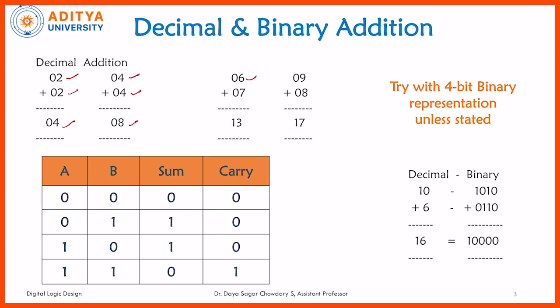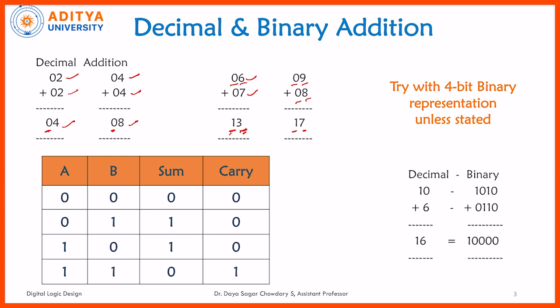Now 6 plus 7, where the digits are 2, we will get the result 13. That means before, in the earlier examples, the carry digit was 0, but now in this example it is 1. That means it will occupy a 2-digit representation. Here also, 9 with 8, if we add these two numbers, we require two places, and the addition is 17.